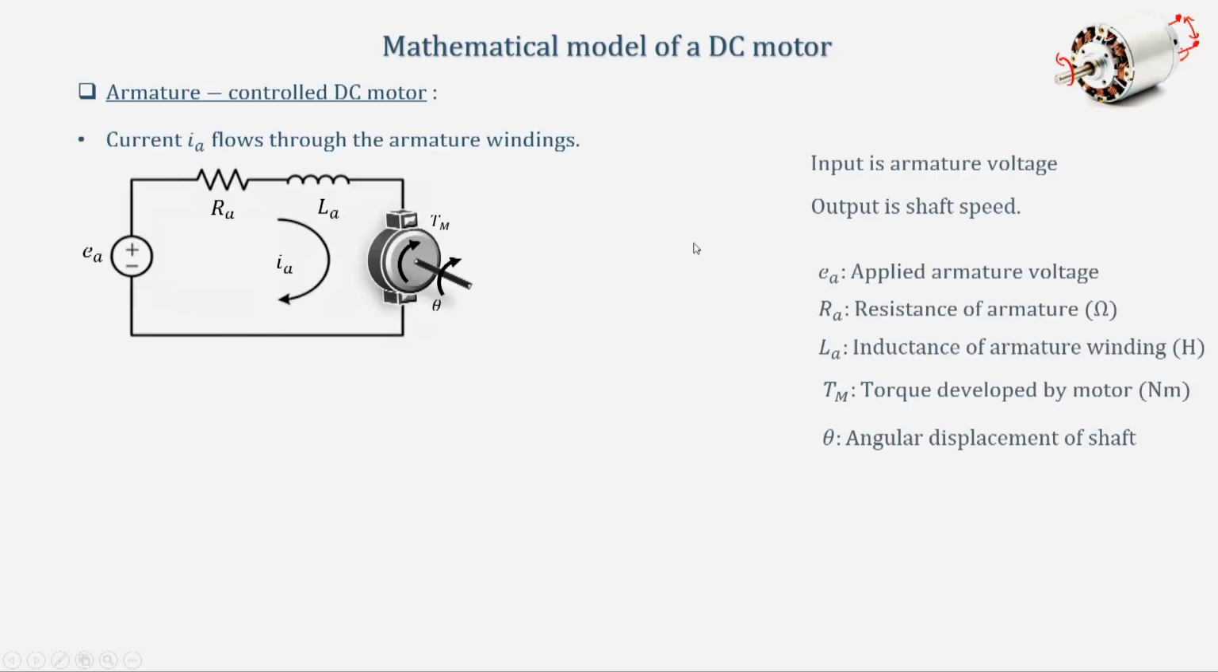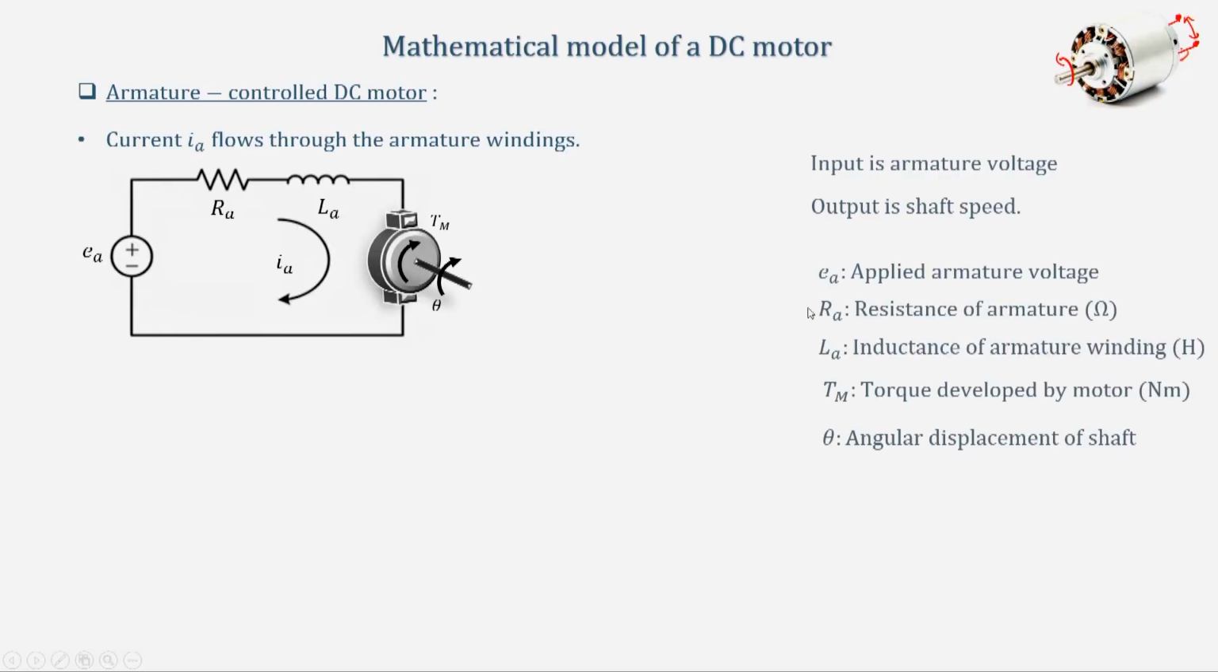So, what voltage should you give, and corresponding to that what will be the angular speed of the shaft, that is what we are trying to see. So, the output is angular speed or the rotor speed of the motor, and the input is the voltage that you give or the armature voltage of the motor. Okay. So, let us go ahead.